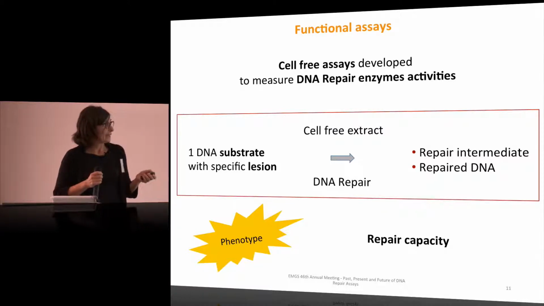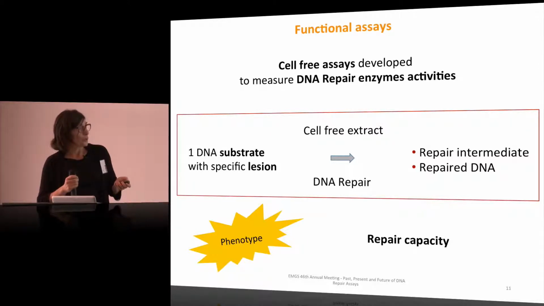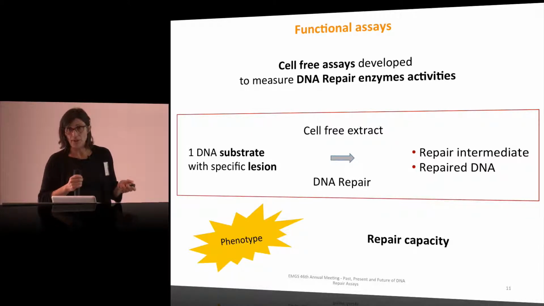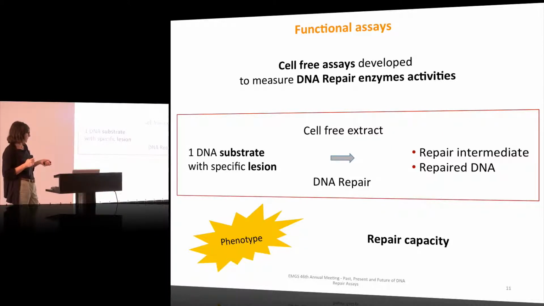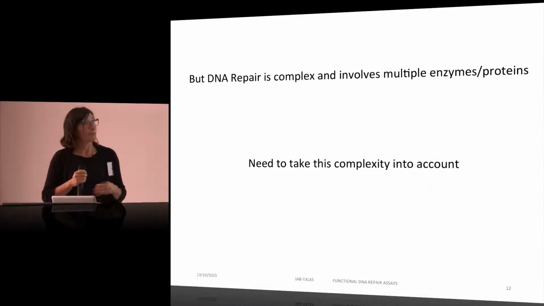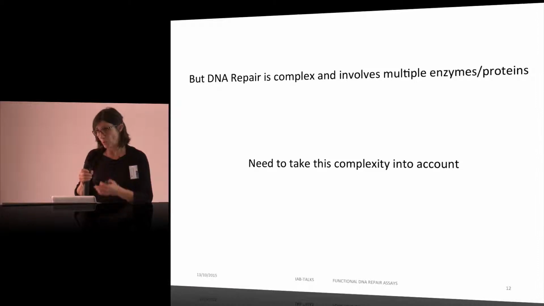The principle of the assay is that you take a substrate. A substrate for a DNA repair enzyme is DNA with a lesion. You choose the lesion. So you prepare the substrate. You incubate the substrate with the cell-free extract that contains the repair proteins. So those proteins, enzymes, they do repair the lesion. And you can measure as endpoint the DNA repair intermediate or the repaired DNA. So you can evaluate the DNA repair capacity of the enzymes for this specific substrate, for these specific lesions. And that's the phenotype of these enzymes. But DNA repair is complex and involves multiple enzymes and proteins. So you need to take this complexity into account if you want to develop systems to characterize DNA repair.